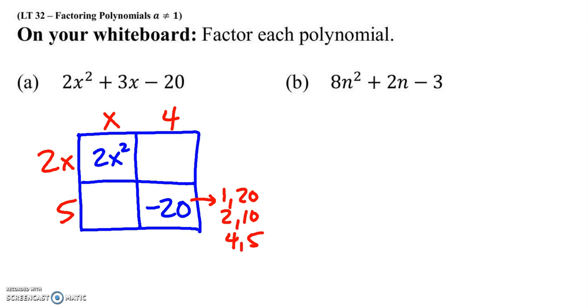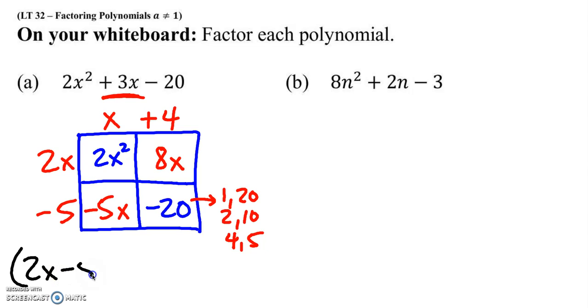Because if I put 4 in the top right, 4 times 2x is 8x. 5 times x is 5x. And since I know one of the signs has to be negative, if I make this a negative 5x, we've got it. This must be a minus 5 and a plus 4. And there's my factorization. It's 2x minus 5 times x plus 4.